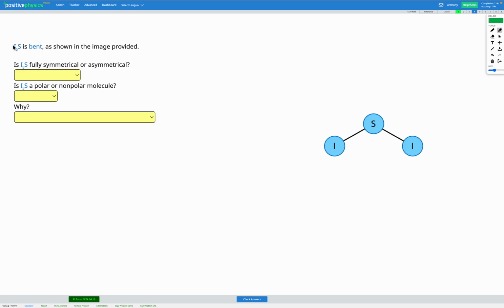In this question, we've got I2S, which has a bent shape as shown in the image provided. So let's take a look at this one. Firstly, I'm going to draw a line down the middle here. Based on that line, it looks symmetrical. We've got the I on the left and the I on the right. However, if I were instead to draw a line this way, then in order for this to be symmetrical, we would need another I up here. But we don't have that I. So this one is an asymmetrical molecule.